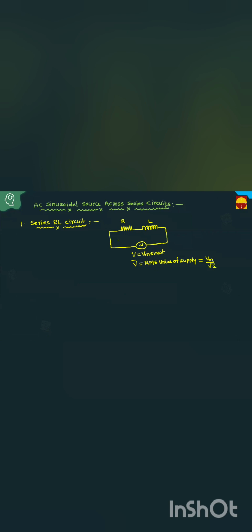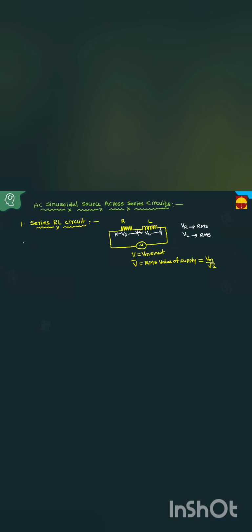Let the voltage across the resistor be VR and the voltage across the inductor be VL, where VR and VL are both RMS values. Don't confuse, these are taken as RMS values.